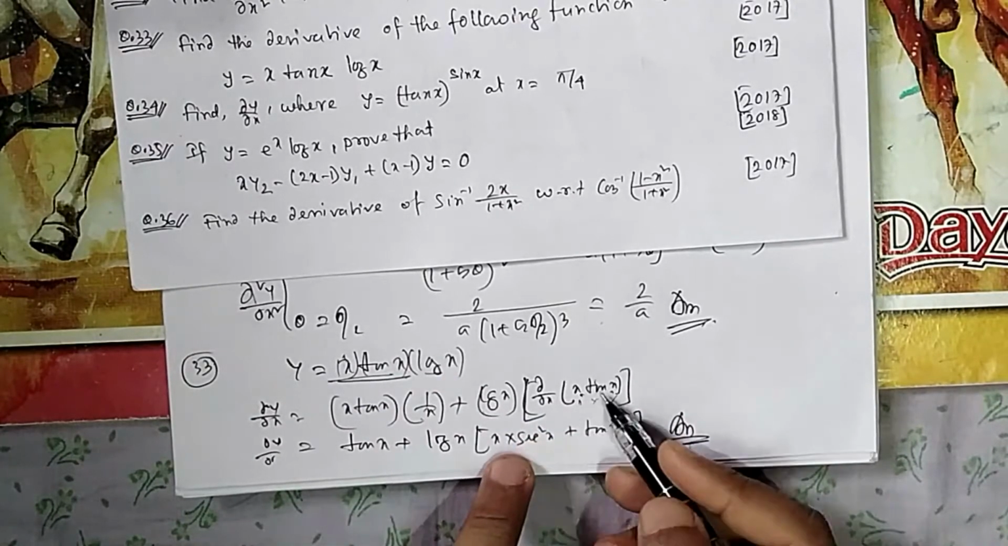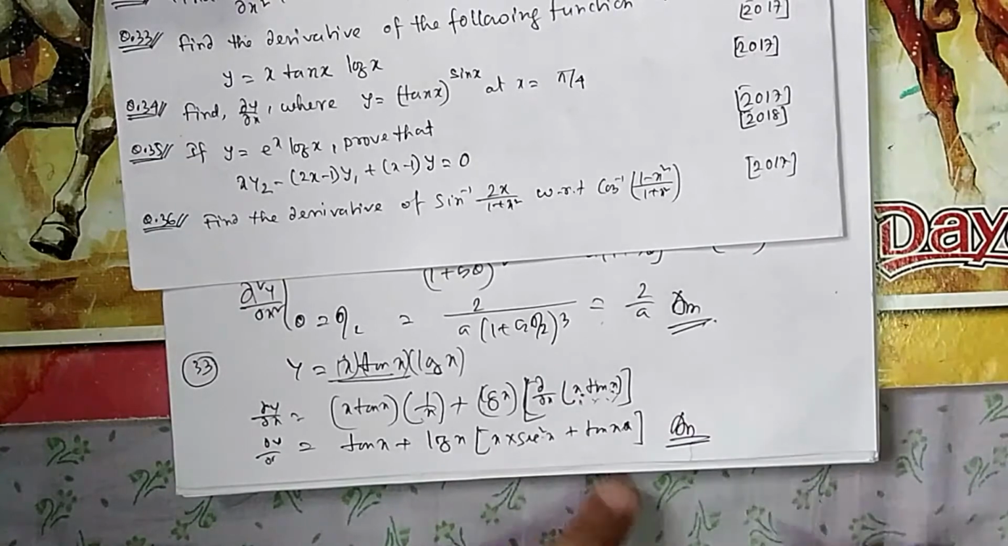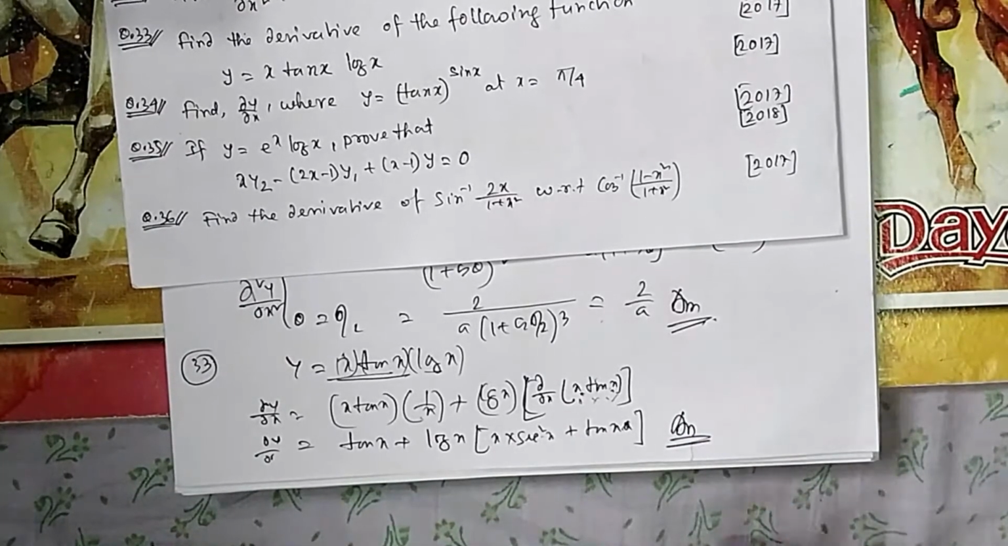This is outside, so first this constant times the differentiation of this, plus this constant times the differentiation of x, which is 1. I am not writing that one. So this is your answer.